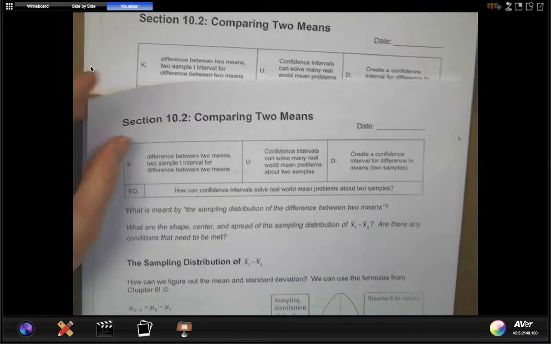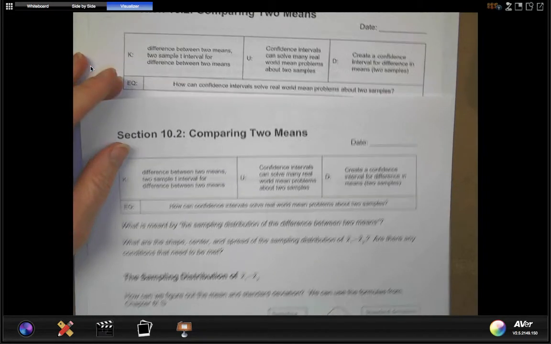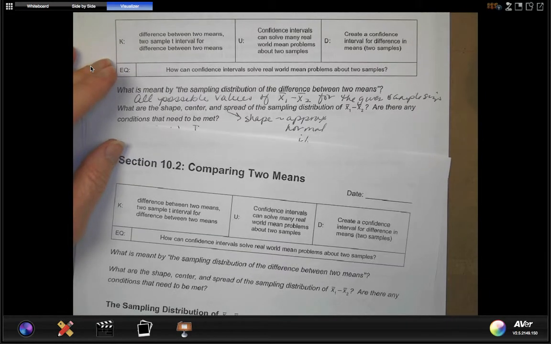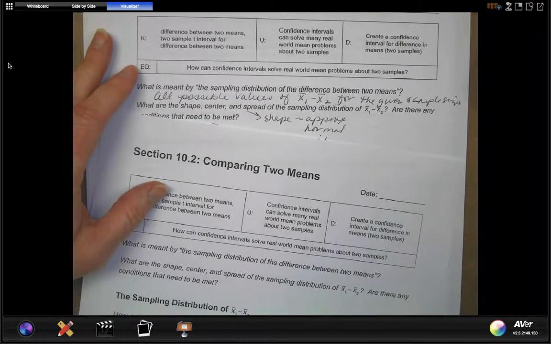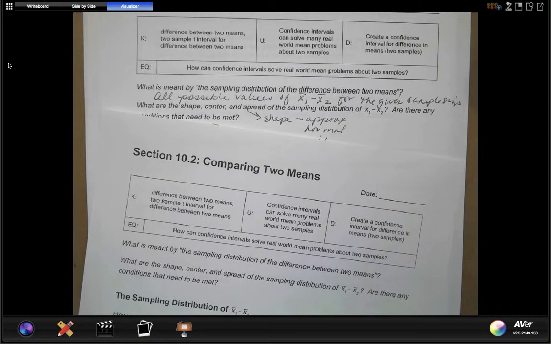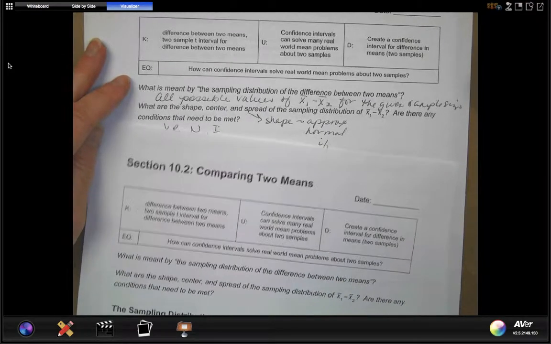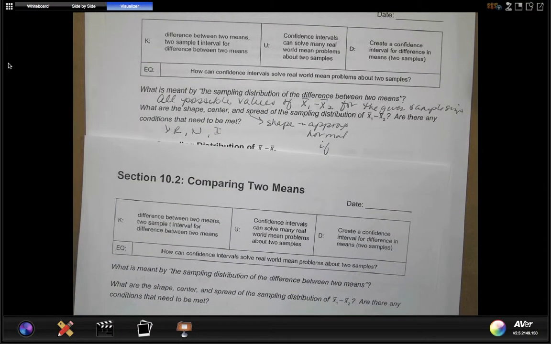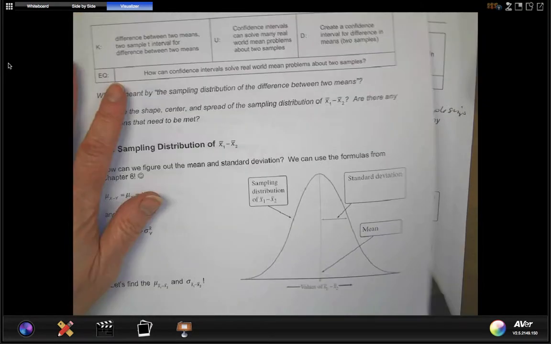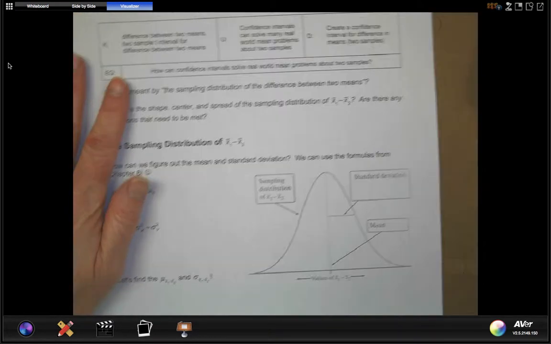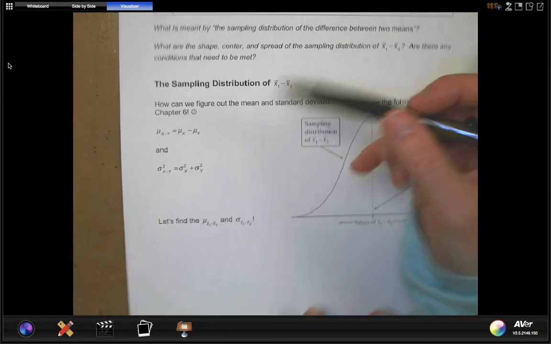All right, the shape, center, and spread of the sampling distribution. So your shape is going to be approximately normal. Again, we've looked at this already with our one sample procedures, so it'll be very similar here. The conditions, again, random, normal, independent. All right, so the sampling distribution of x bar. So again, we're going back to that stuff from chapter 6.